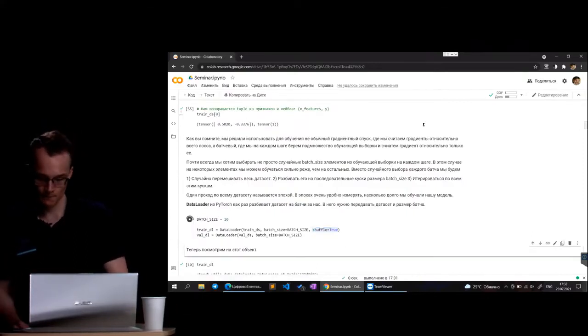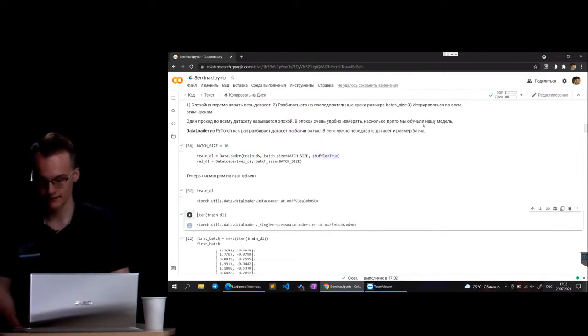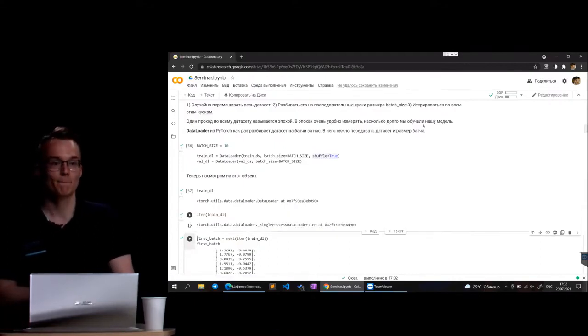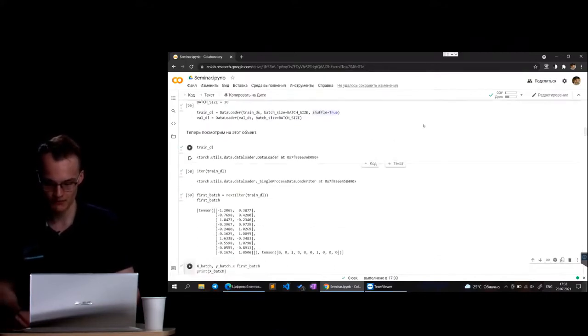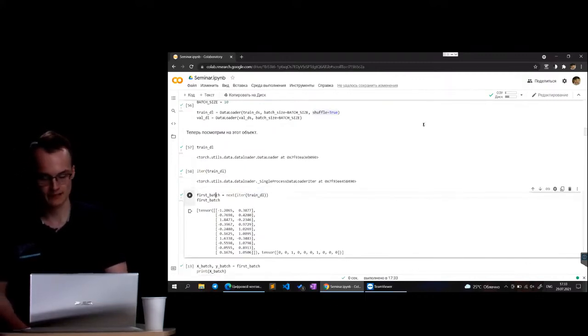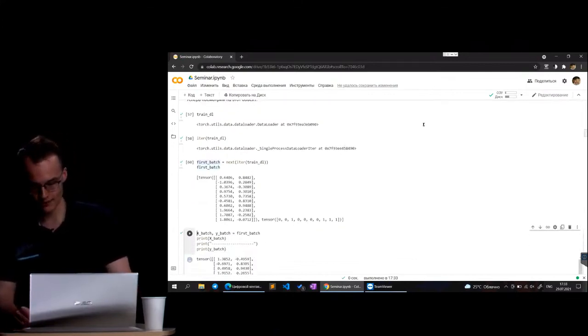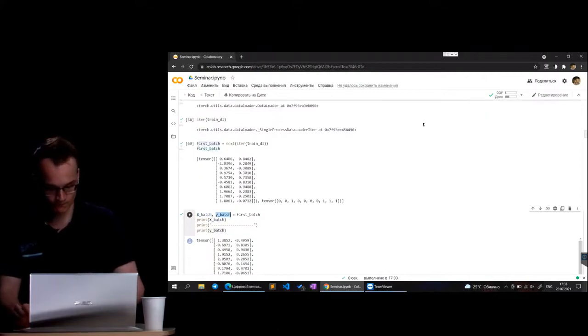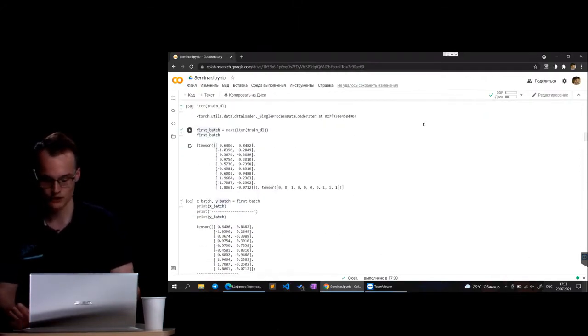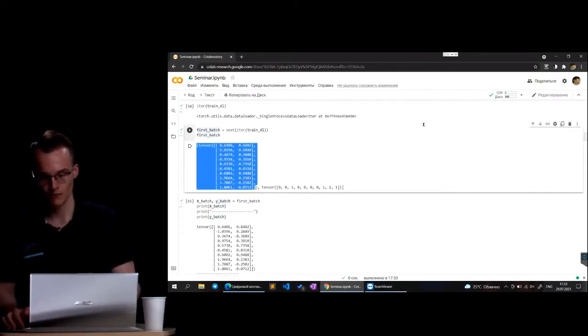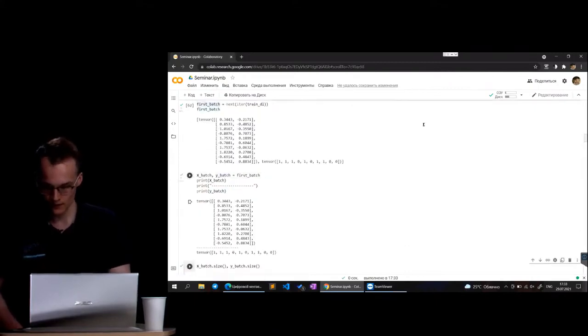So let's look at this object. Train data loader, not too much information here. This will give us an object which will be an iterator over our batches. Actually all you need to know is that when we call next iter, we will get the very first batch. Then we can split this batch into properties and labels and put them separately. So we get the properties here. This is a matrix of height 10 and width 2. That is, we have 10 examples with 2 properties, and the labels are simply a vector of 10 elements, zeros and ones.